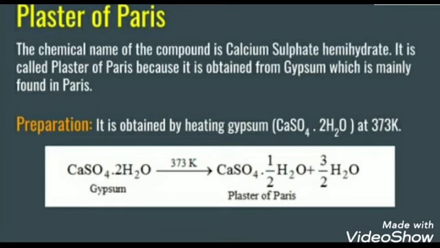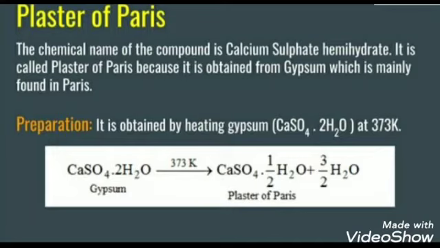Its chemical name is calcium sulfate hemihydrate. Here hemi denotes half molecule of water of crystallization, and so its chemical formula becomes CaSO4.½H2O. Let us see how plaster of Paris is prepared from gypsum.